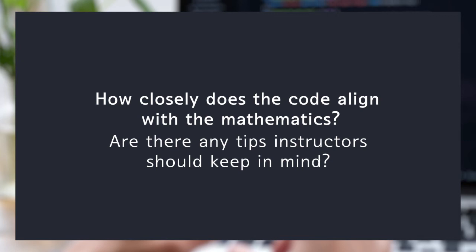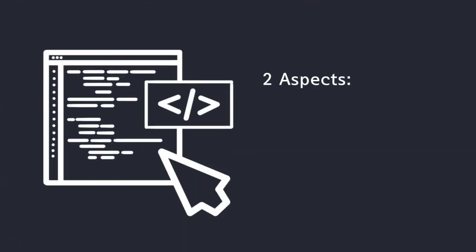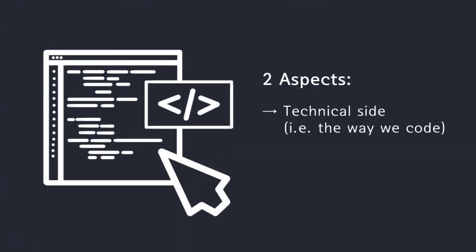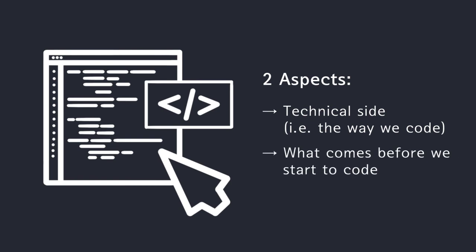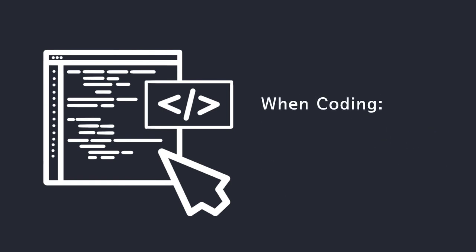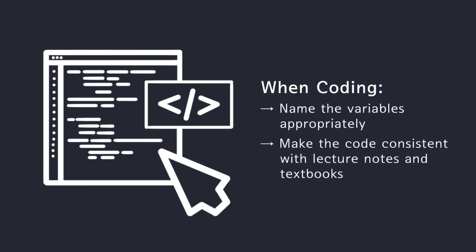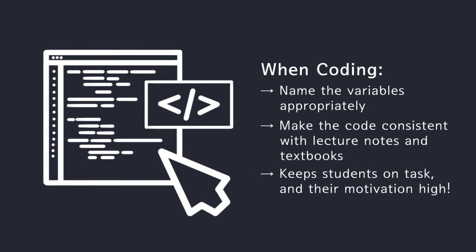Well, Amy, there are two aspects to this question. One relates to the technical side, the way we code, and the other is what comes before we start to code. I'm going to talk about the technical side. When coding, it helps when you name the variables appropriately, and in general, when you make the code consistent in terms of notation with the lecture notes and textbook. This way, by removing potential technical and non-conceptual obstacles, we can keep our students on task and keep their motivation high.